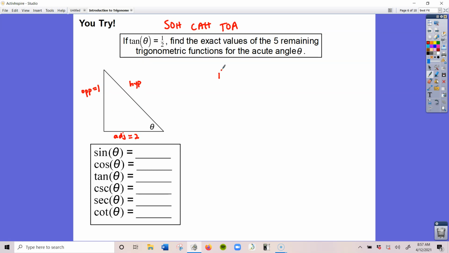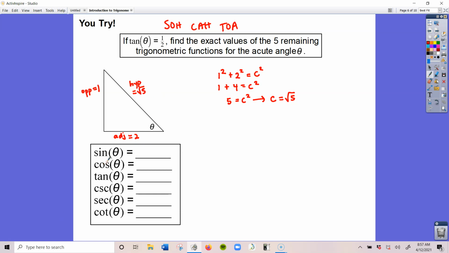So this would be 1 squared plus 2 squared is equal to c squared. 1 squared is 1, plus 2 squared is 4, is equal to c squared. 1 plus 4 is 5, so 5 is equal to c squared. That means that c is equal to the square root of 5, if you square root both sides to cancel out that exponent. So my hypotenuse is square root of 5.